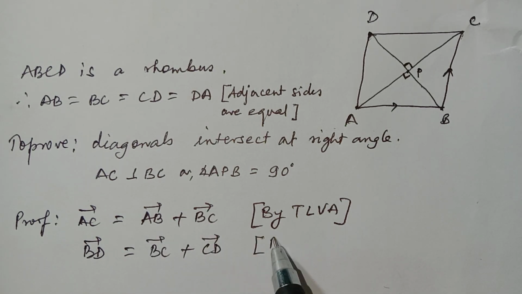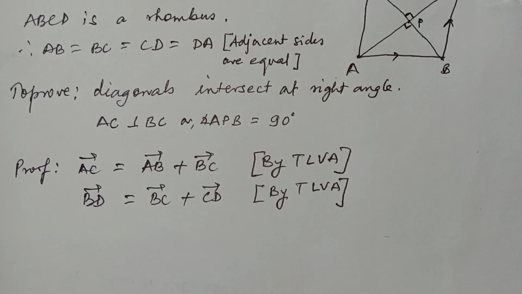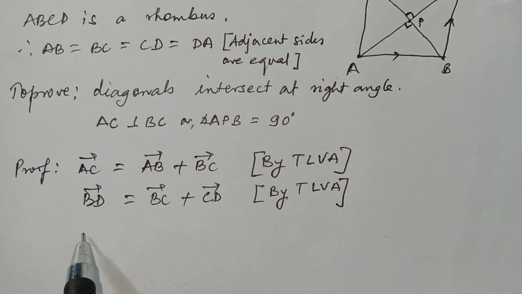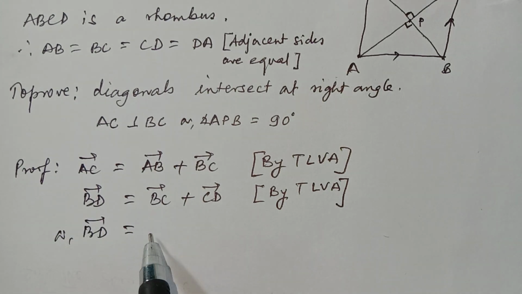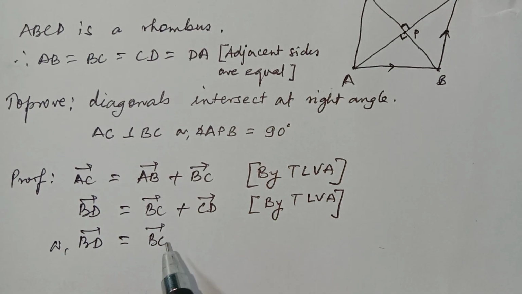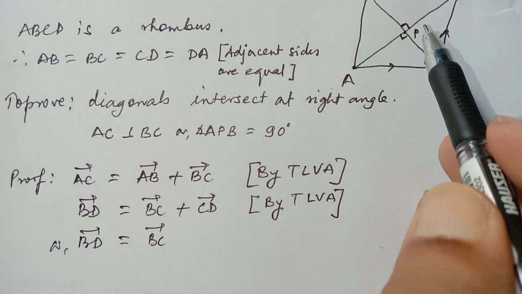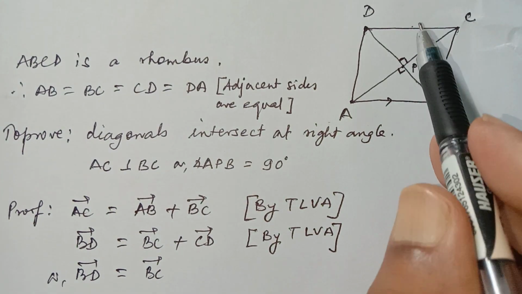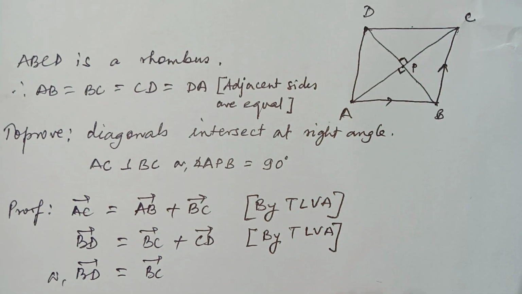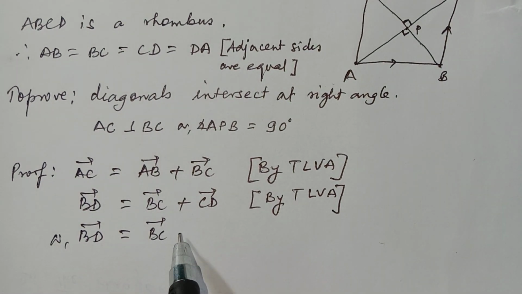This is also the same as the first by the triangle law of vector addition. We can say that vector BD is equal to vector BC plus CD, but the CD vector and AB vector are equal and opposite, so BD equals vector BC minus vector AB.